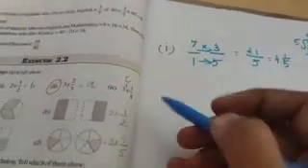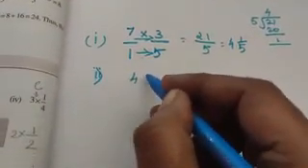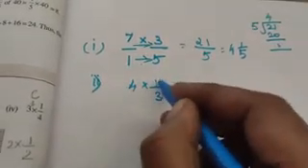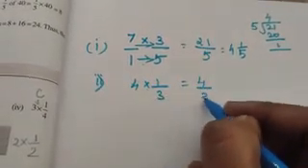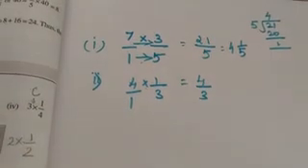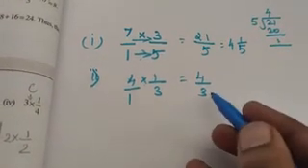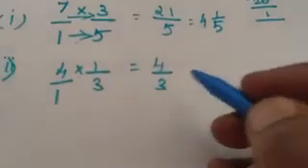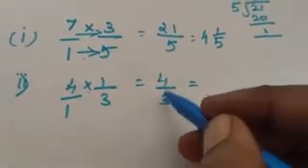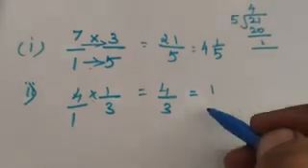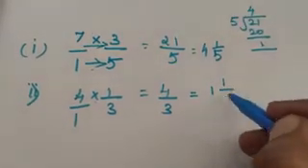Now the next question. First one we have done, and now the second: 4 multiply by 1 by 3. This is also very simple. 4 into 1 is 4 upon 3, right? Because the denominator is not there, you have to take it as 1. So 1 into 3 is 3. So it is 4 by 3. 4 by 3 you can easily convert into a mixed fraction, because 3 goes into 4 one time only, and the remainder is 1 upon 3. 1 by 3. The same way you can do all the sums like that.